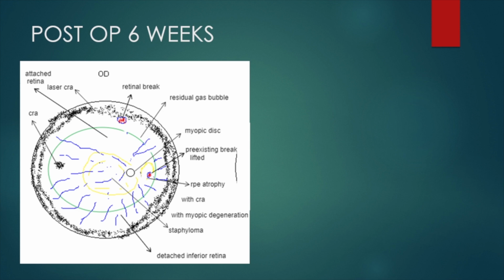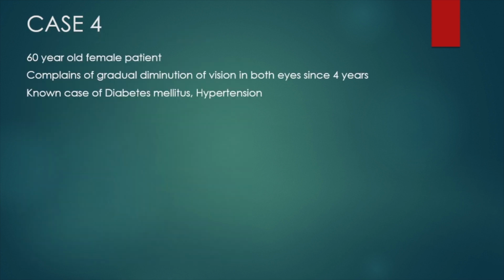Again, in the posterior pole there was no pigmentation, so it is difficult to get a retinopexy in that area. So we subsequently took the patient for vitrectomy. We'll come back to that again. Now the case 4 scenario.